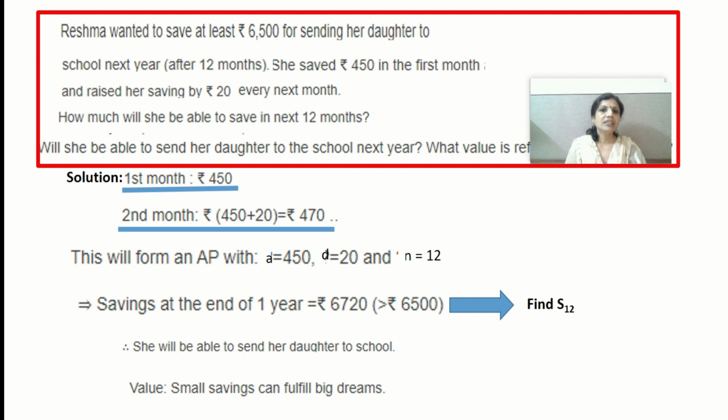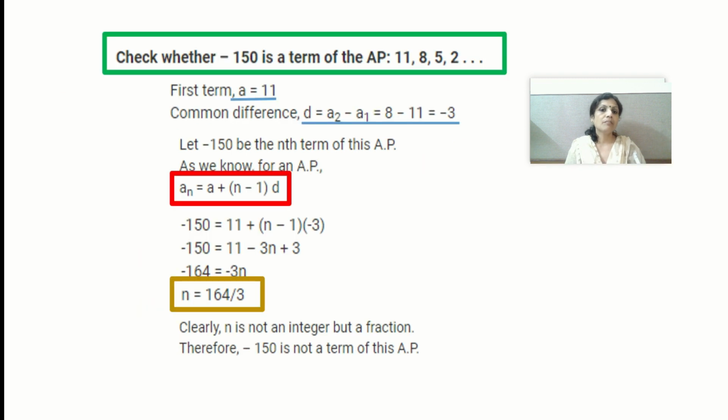Then the other type is: check whether minus 150 is a term of the AP 11, 8, 5, 2 and so on. Now see, in this case we are given first term as 11, common difference is given to us as minus 3, and we are asked to check whether minus 150 is a term of this AP or not. So let minus 150 be the nth term of the AP.